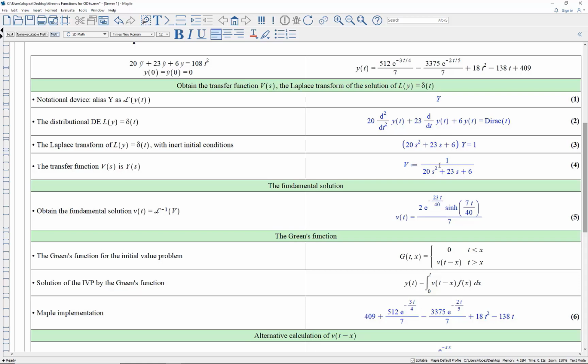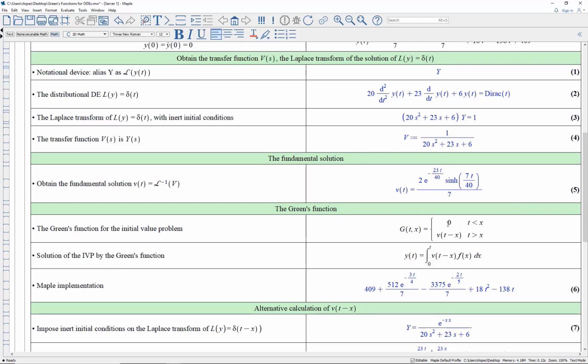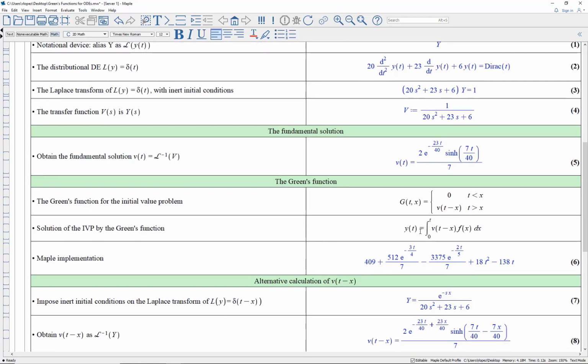Okay, that's the transfer function. This thing is called the transfer function. Its inverse is called the fundamental solution. So I take the inverse transform of that, and I call that v of t. This is what it comes out to be. The Green's function has this structure: 0 if t is less than x, and this function v of t minus x if t is greater than x. That means that the solution, y of t, is the integral from 0 to t of the Green's function times f of x dx, where x is the variable of integration. I do that in Maple, and I get this answer.